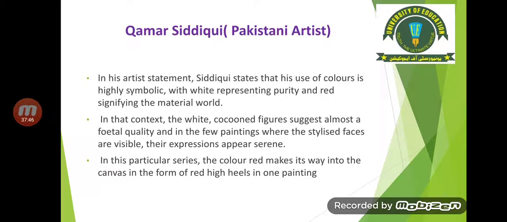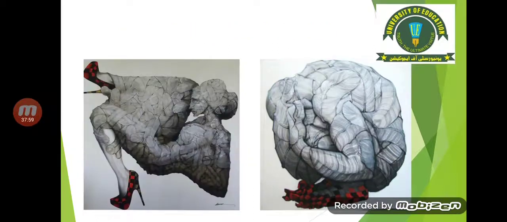So in this particular series the color red makes its way into the canvas in the form of red high heels in one painting. In these paintings, we can easily see the cocoons have been made with the help of feathers, which are symbolizing the piousness and the purity of the humankind and the human being. But at the same time, you can see the appearance of red color in the shoes of both figures.